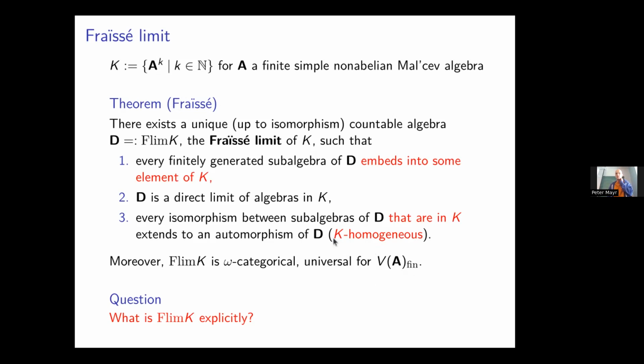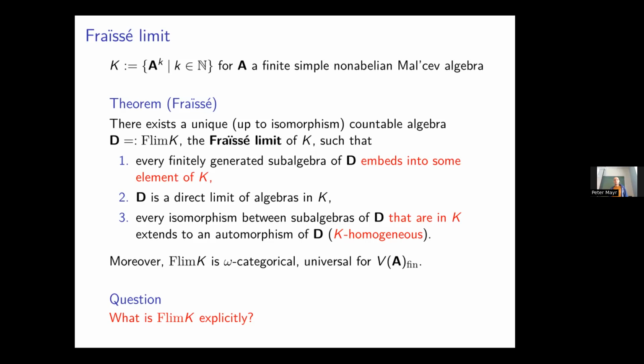Thank you. Is there a description of the age of this limit? Sure. If you think of all finitely generated substructures, it's just going to be the finite elements of the variety generated by A. Okay. So that would be the classical age. Okay.